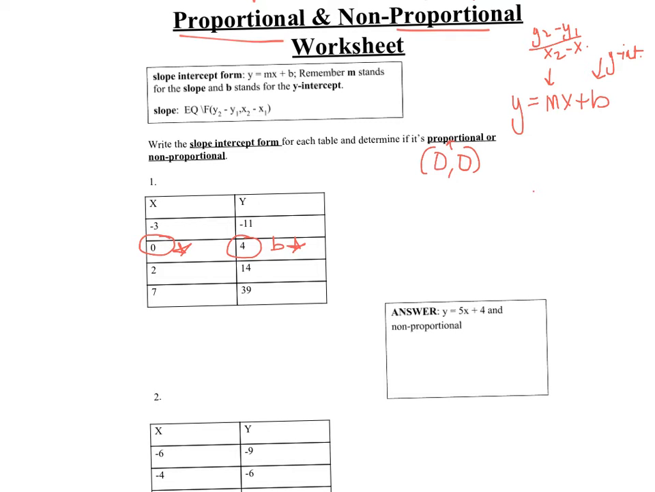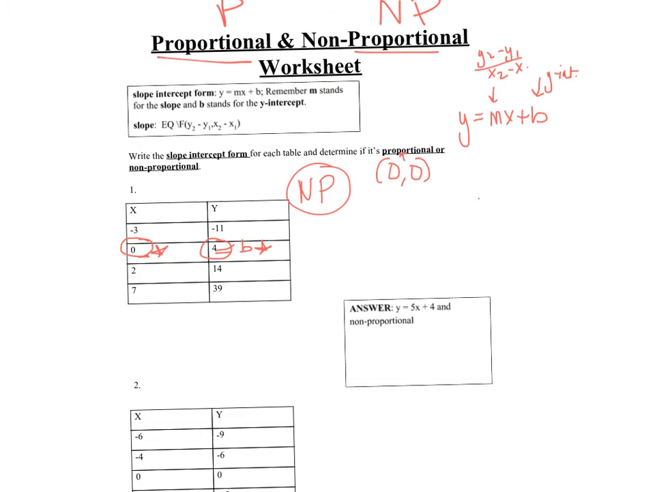So since it doesn't have 0 and 0, it has 0 and another number, this is going to be not proportional. Okay? And I'm going to show you the slope-intercept stuff, but when you are doing your worksheet, I just want you to say proportional or not proportional. So we already know that this is the b, this is the y-intercept. So my answer for the slope-intercept part would be y equals mx plus 4.